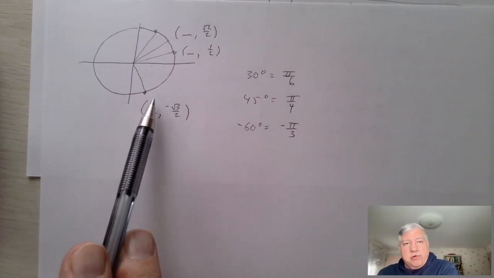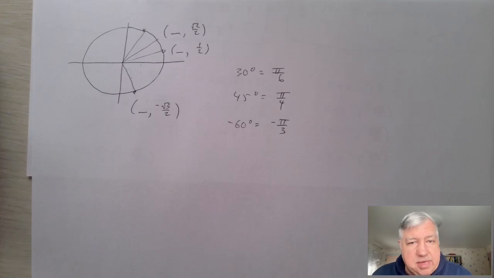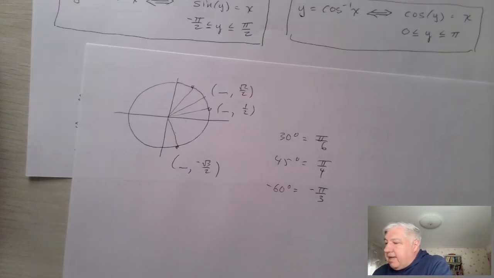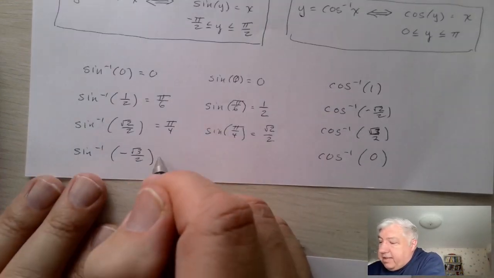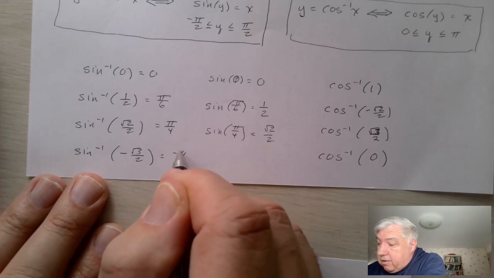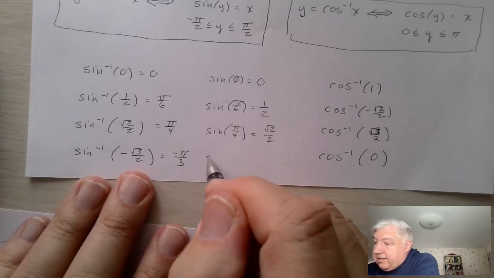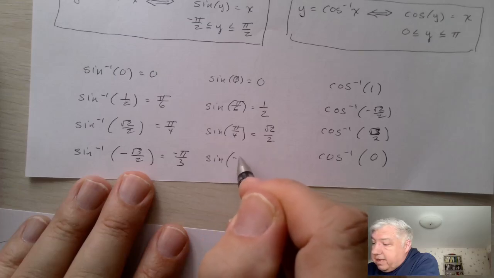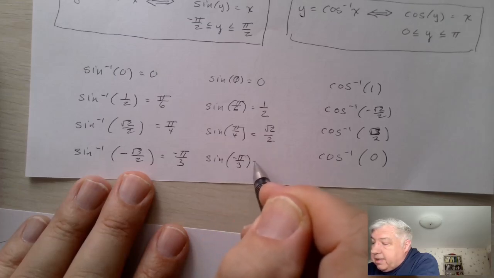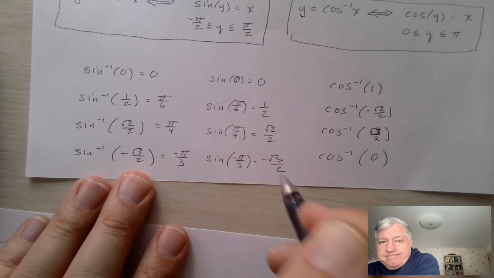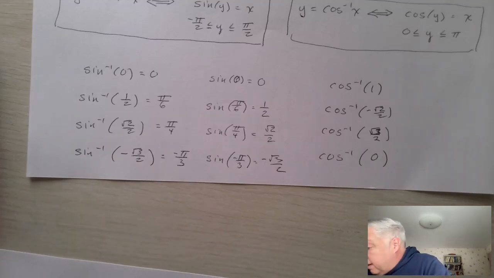Again, on your unit circle, I think they might have listed this angle as 5 pi over 3, but 5 pi over 3 is not between negative pi over 2 and pi over 2. So we've got to keep that in mind. So the answer to this would be negative pi over 3, because the sine of negative pi over 3 is negative square root 3 over 2.